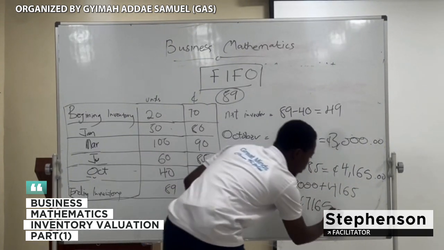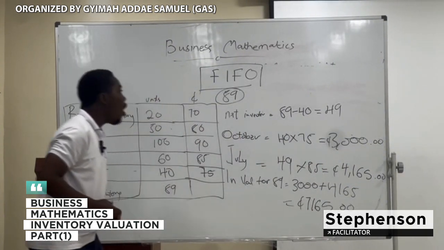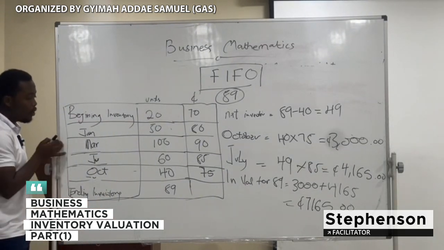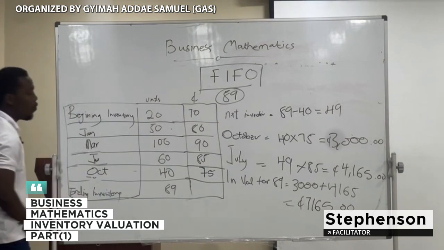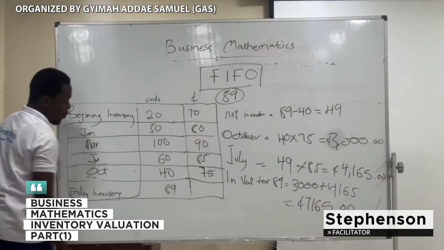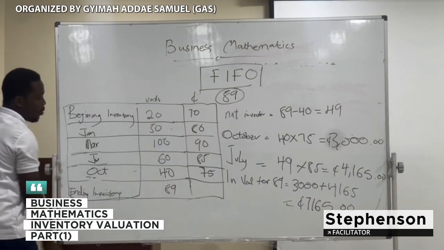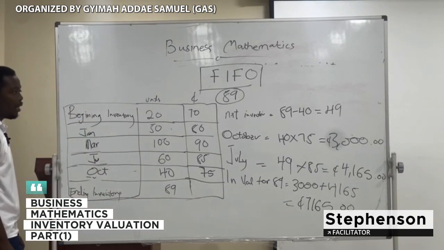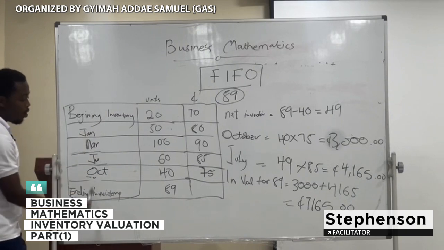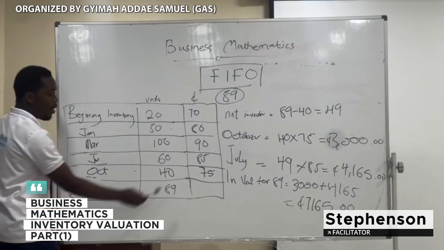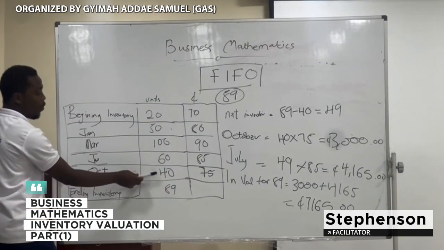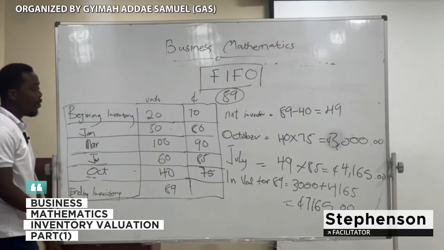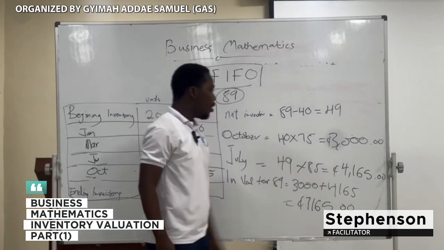7,165. So this is how we go about the FIFO. We said with FIFO, we start valuing our inventory from the down to the top, whereby we were given our ending inventory to be 89. So when we start valuing this 89, October will take 40 from the 89, and we are left with 49. So the 40 we have to value, whereby we said 70 is the price for each product here. So we will multiply the 40 by 70, whereby we get 3,000 here.